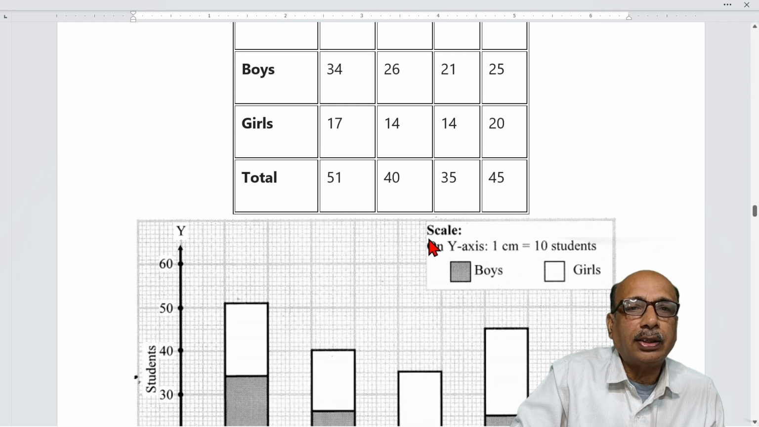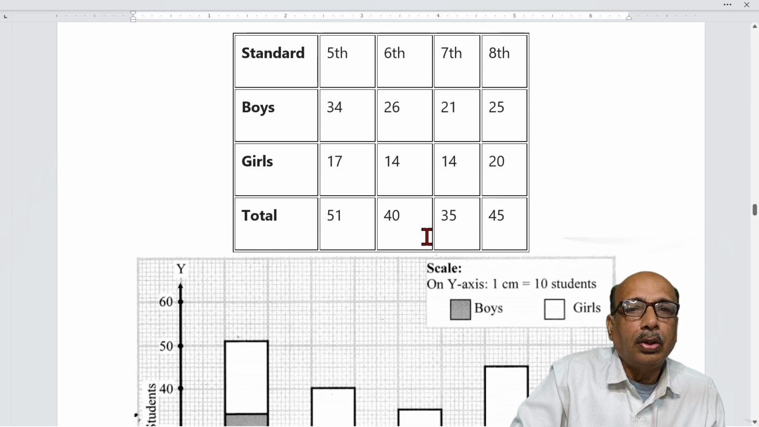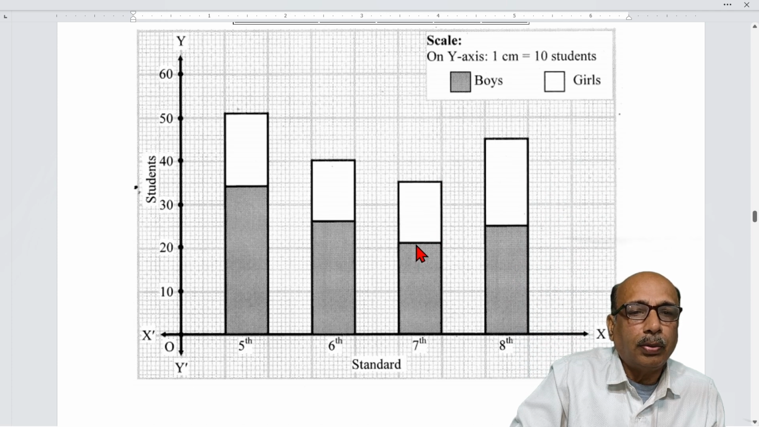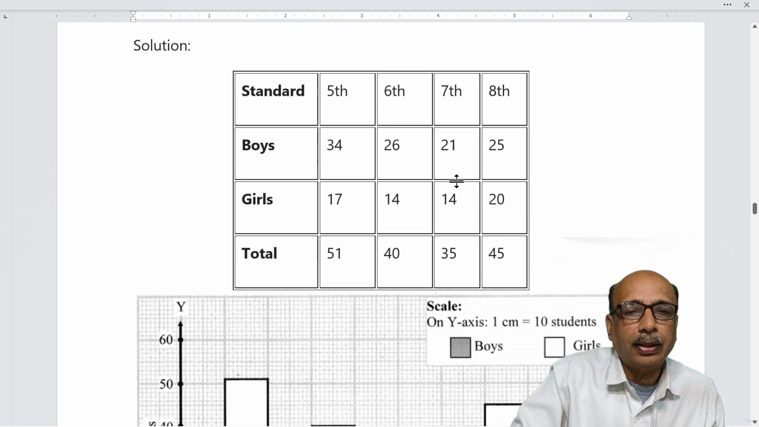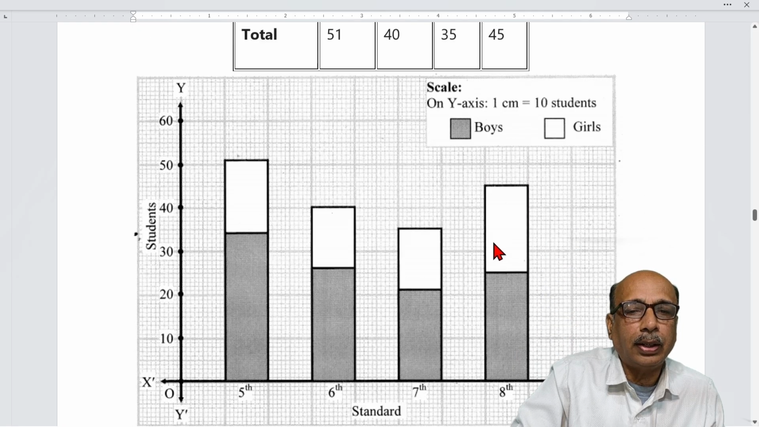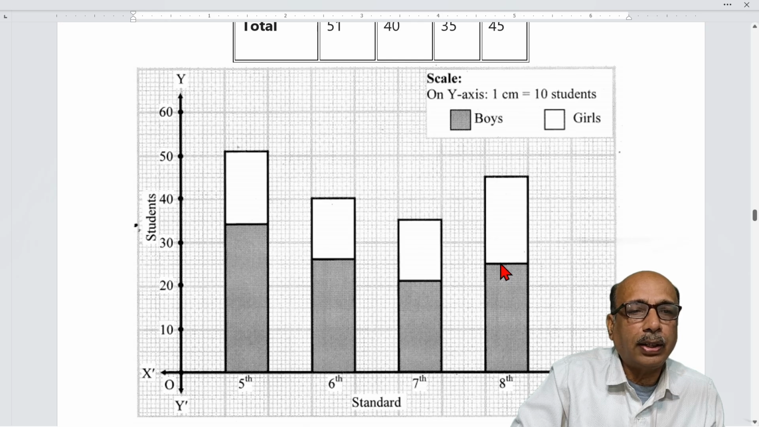For 7th class, it will be 21 boys and 14 girls. 21 boys and 14 girls equals 35. So total it will come to 35. And for 8th standard, 25 boys and 20 girls. So 25 boys are there, 20 girls. So equals 45. Don't forget to write here on the x-axis what you have taken, standard.